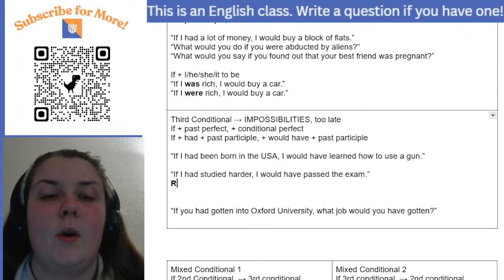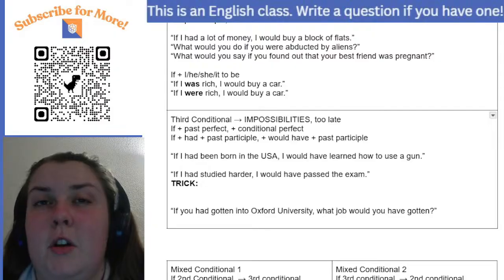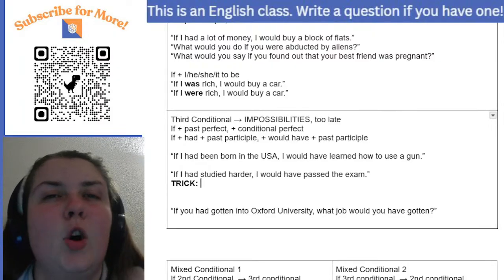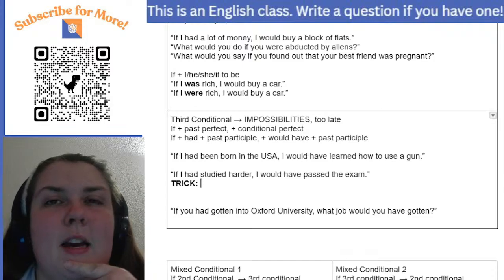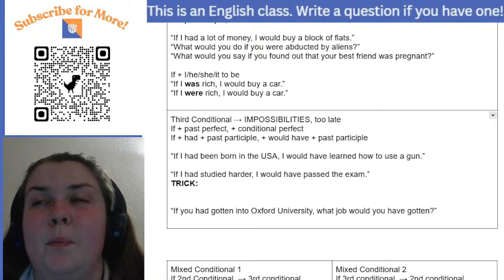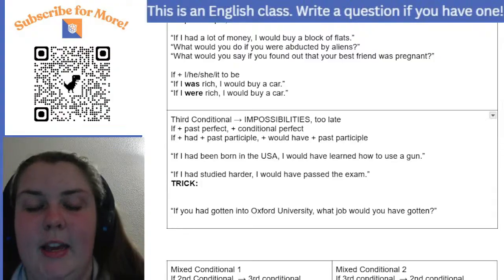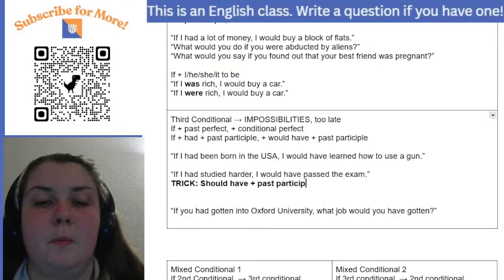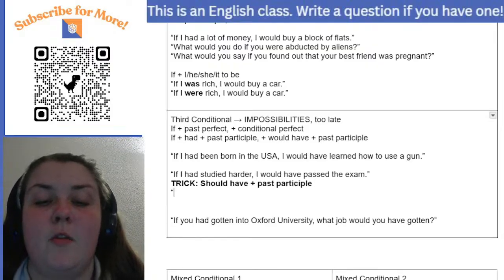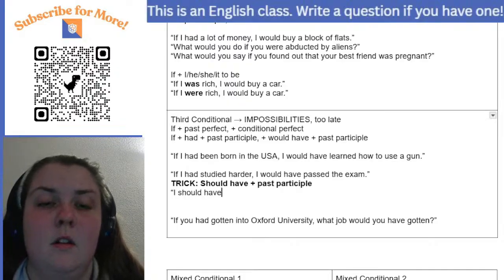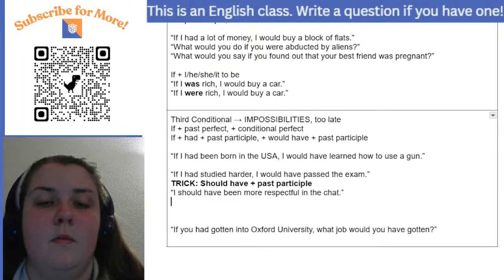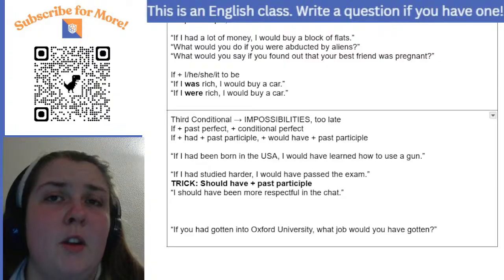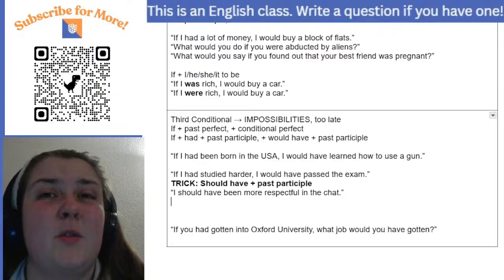Something that I always tell my students when it comes to the third conditional is that you can actually replace the third conditional with another modal verb, and it normally works. So if you are thinking about a different way of expressing your regret about something that is too late, then you can also use should have with a past participle. For example, I should have been more respectful in the chat. That's a regret, isn't it?